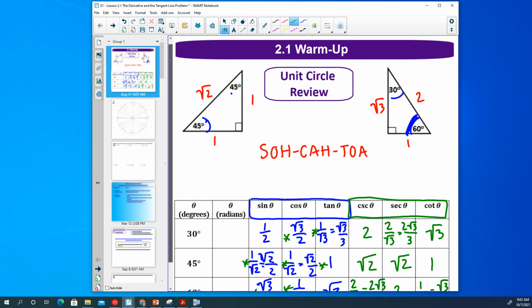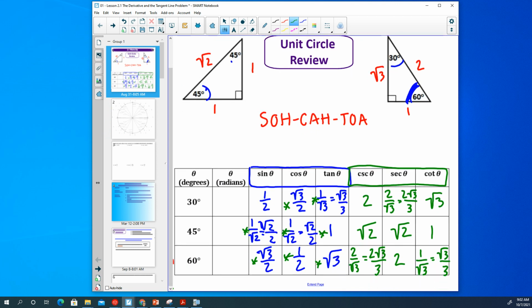Now, just curious, 30 degrees, do you guys know what that is in radians? That's pi over 6. And 60 degrees is pi over 3. 45 degrees is pi over 4. I'm going to show you a really easy way to know all those radian measures. Radian measures are literally just fractions.